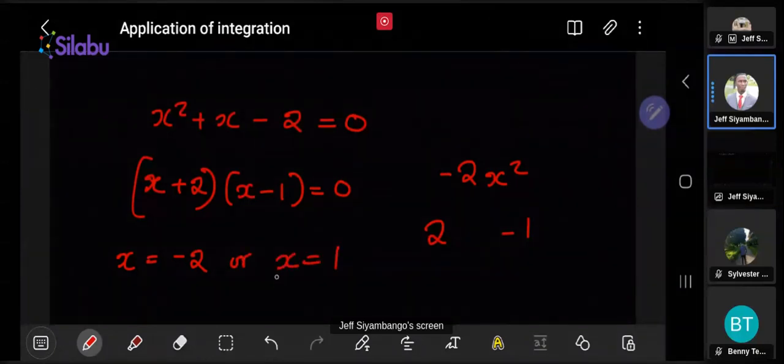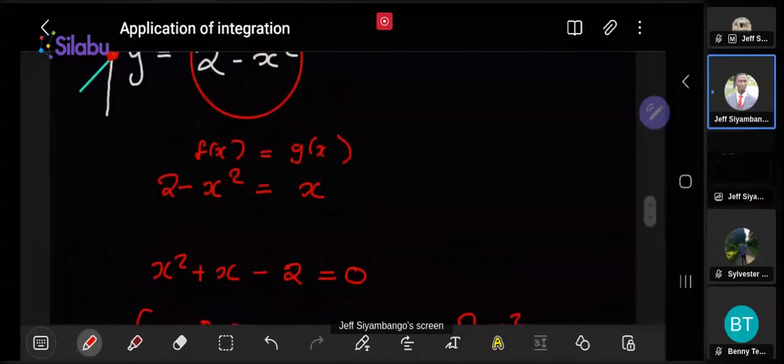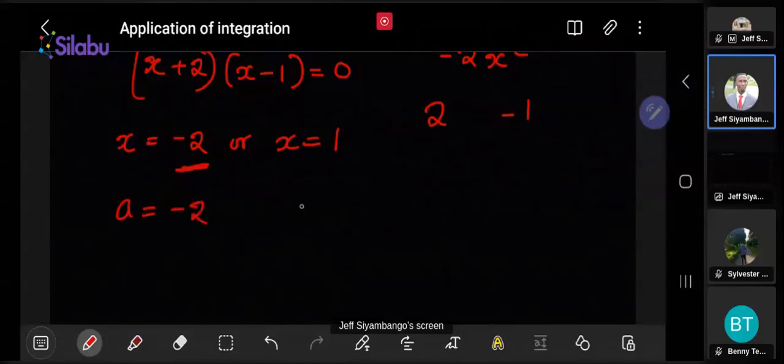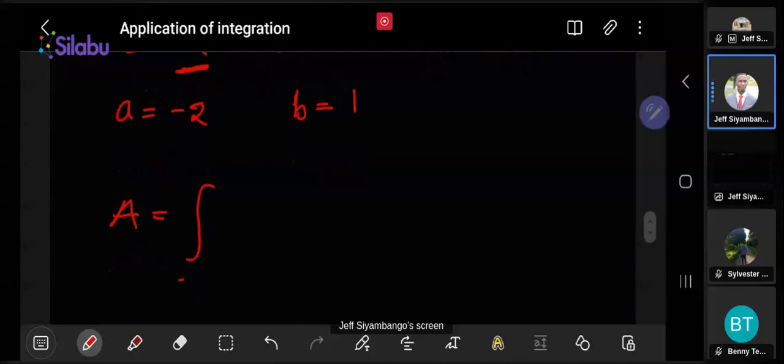So those become the two values of x where the graphs are the same, where the graphs intersect. What does that imply? What is the value of A? Well, look at the values that you have. The smaller one has to be A. So in this case, minus 2 becomes the value of A, and 1 becomes the value of B. So when we try to now find the area, we now know the limit. It's from minus 2 to 1.